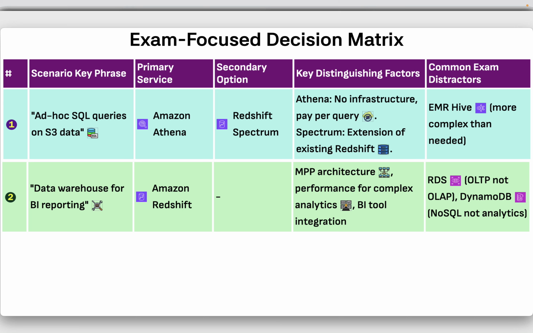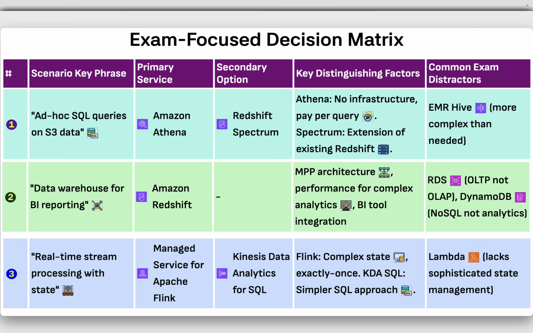So there's a difference between transaction and analytics. Transaction is like row by row data is stored, and analytics is like column by column, because when we do analytics we actually are interested in columns, not at every row. Then there could be other distractors like DynamoDB, which is NoSQL but not analytics.